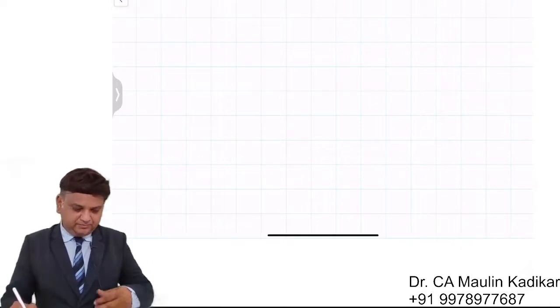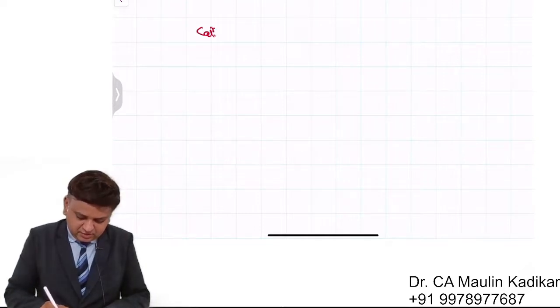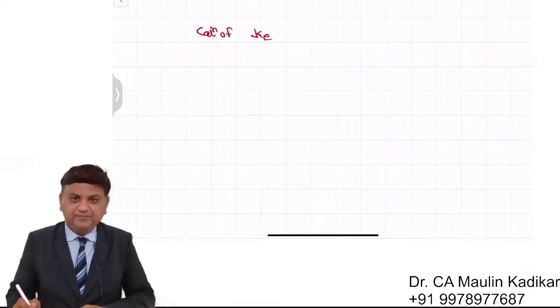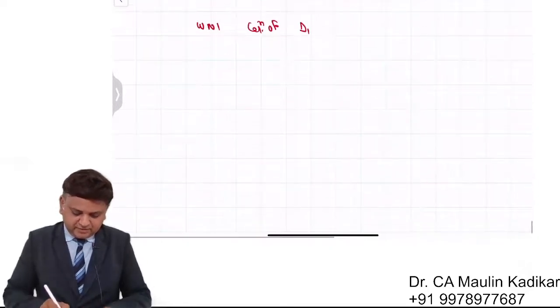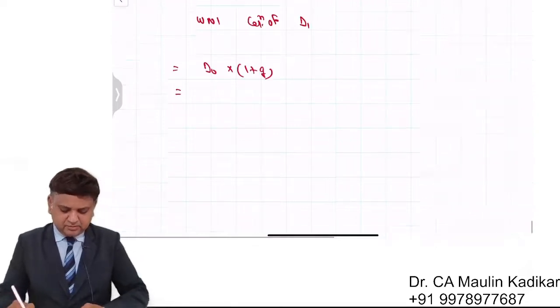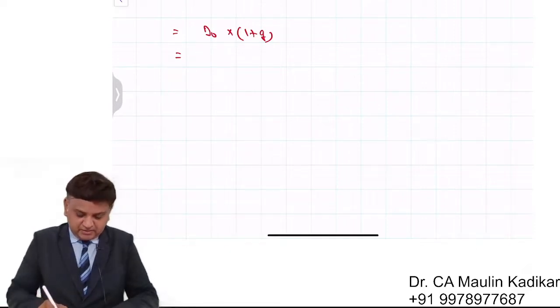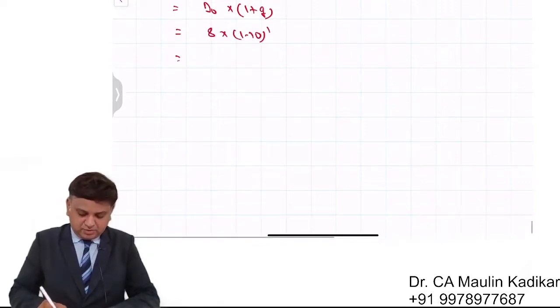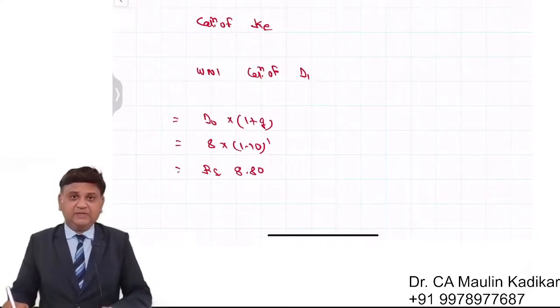Let us answer the question. Working note number 1, heading write down, calculation of KE. Very simple. Working note number 1, calculation of D1. It is D0 into 1 plus G. What is D0? D0 is just paid dividend, that is rupees 8. What is growth rate? It is 10%. So answer is rupees 8.8. That is the way the D1 is calculated.